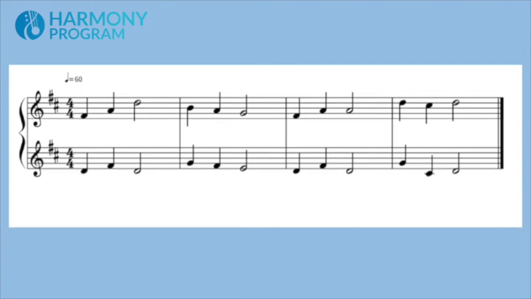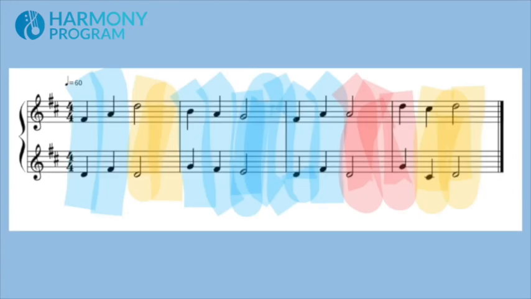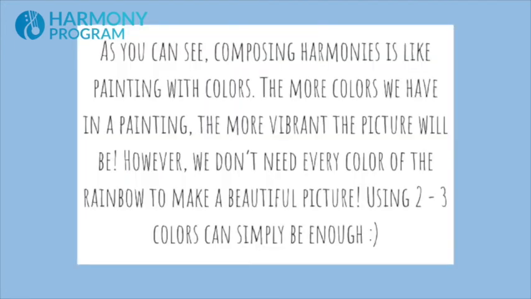I'm going to show you which intervals I used by marking my music with colors. For my thirds, I chose blue. For my fifths, I chose pink. And for my octaves, I chose bright yellow. As you can see, composing harmonies is like painting with colors. The more colors we have in a painting, the more vibrant the picture will be. However, we don't need every color of the rainbow to make a beautiful picture. Using 2 to 3 colors can simply be enough.